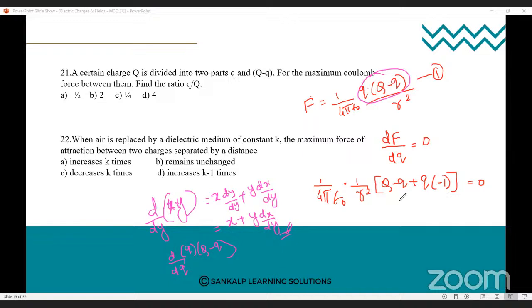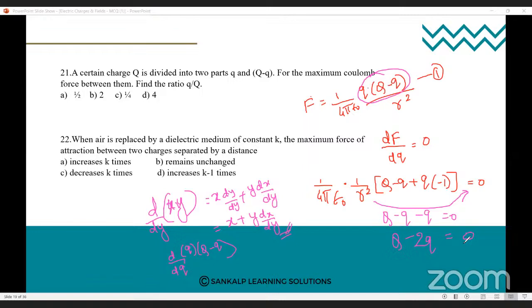In the multiplication there is a term, students, that is 1/4πε0 1/r². If we transfer this to this side, 0 into this value will be 0. So 0 into this value will be 0. What is remaining? Q minus Q is equal to 0. So what we get is Q minus 2q, which is equal to 0.